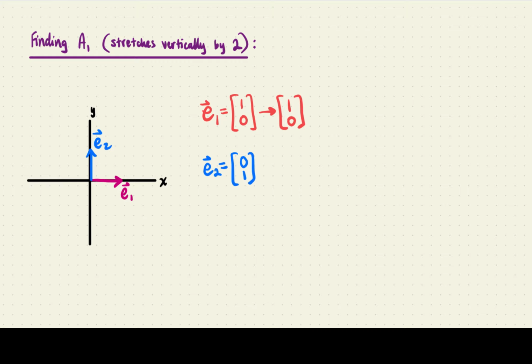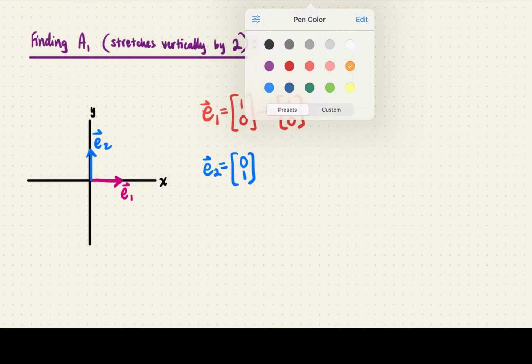E2, on the other hand, if I stretch the plane vertically by a factor of 2, E2 has a non-zero vertical component, and so it will get stretched by a factor of 2. So maybe I'll draw that. E2 will get stretched, and E2 will end up at the vector 0, 2, because that is 2 times E2.